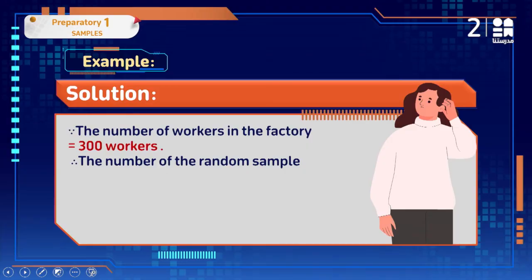Since the number of workers in the factory equals 300 workers, therefore the number of the random sample is equal to 10% times 300. How can we make it? 10 over 100 times 300. By using the calculator, you will get 30 workers, or you can do it mentally, of course. Then we want to select 30 workers to do this survey.